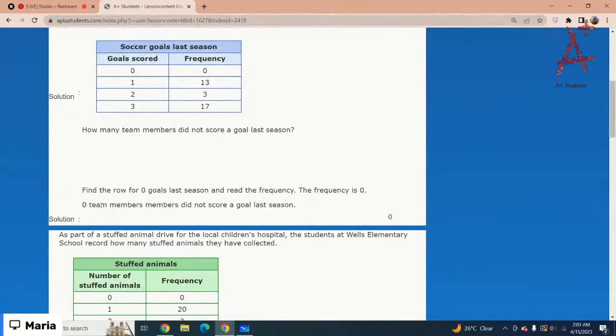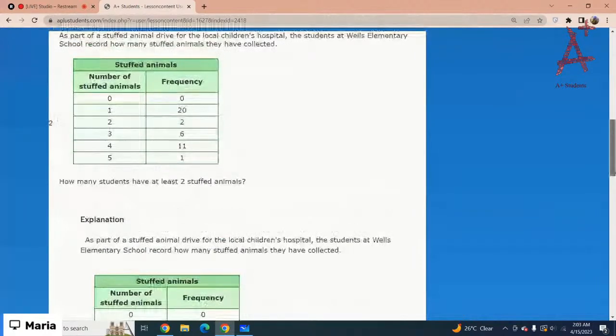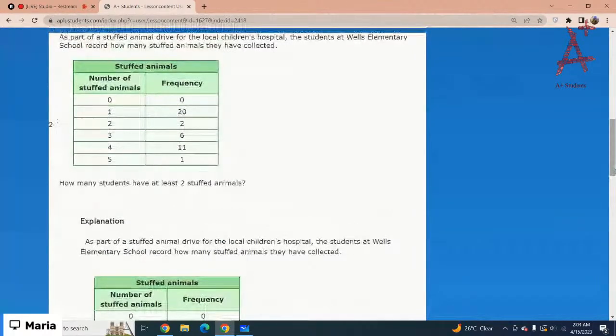Okay, let's just see the next example. As part of a stuffed animal drive from the local children's hospital, the students at Wells Elementary School record how many stuffed animals they have collected. Here is a table that tells you about the number of stuffed animals and their frequency. How many students have at least two stuffed animals?